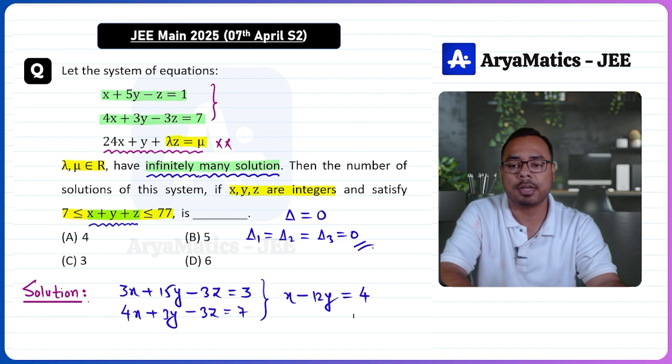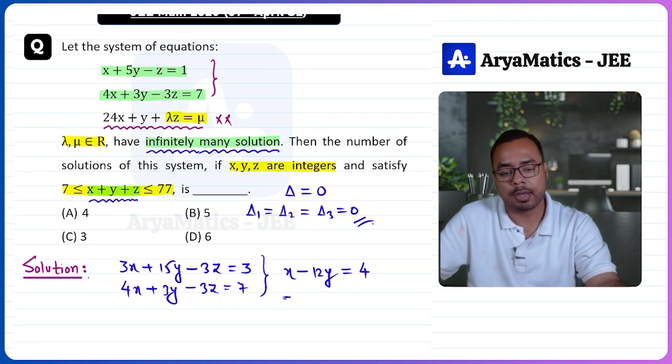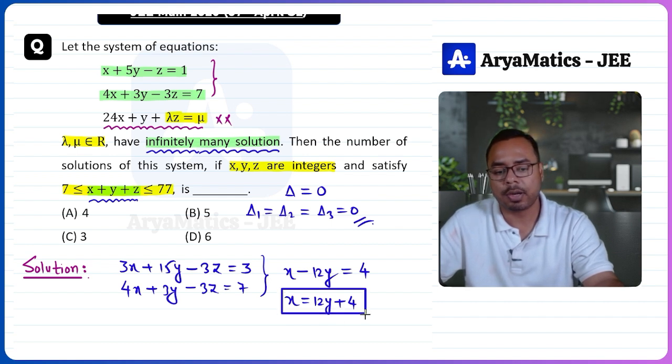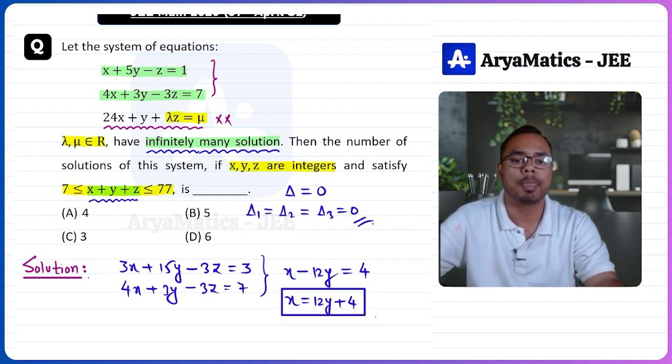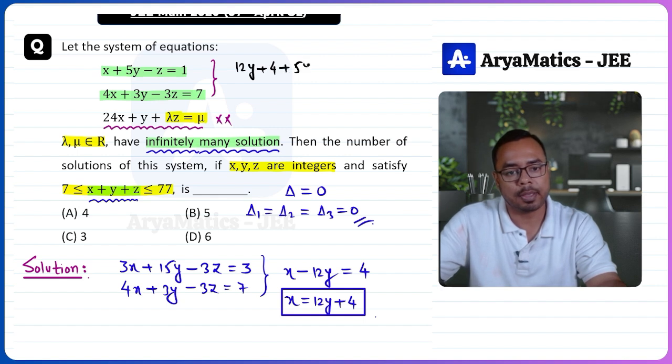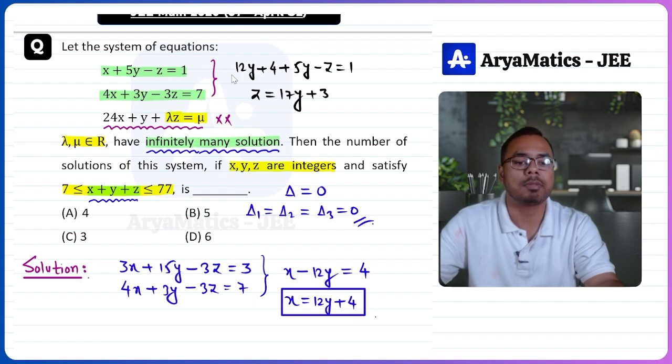So from here we can write x in terms of y, right? We can write x as 12y plus 4. Our aim is to express one variable in terms of the others. We got x in terms of y, x is 12y plus 4. Now substitute that value in any one of these two equations, let us say the first equation. In place of x, I'm writing 12y plus 4, then plus 5y minus z equals 1. From here we get z in terms of y. In fact, z will be 12 plus 5, that is 17y, and 4 minus 1, 3. So this is the value of z in terms of y, right?